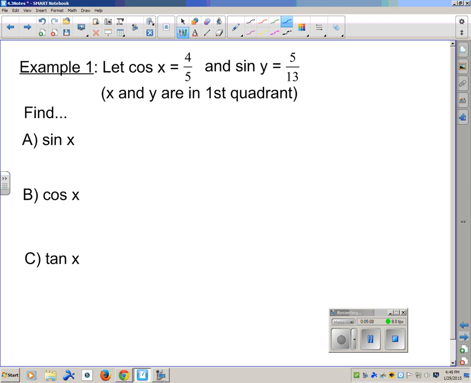It says the cosine of x equals 4/5. It says the sine of y equals 5/13. So the sine of x is not the sine of y. They're not the same thing. They're two different angles. All right. So this one here says find the sine of x. Well, we know how to do that.